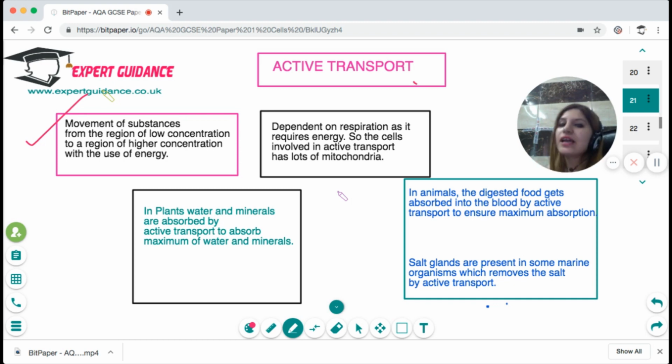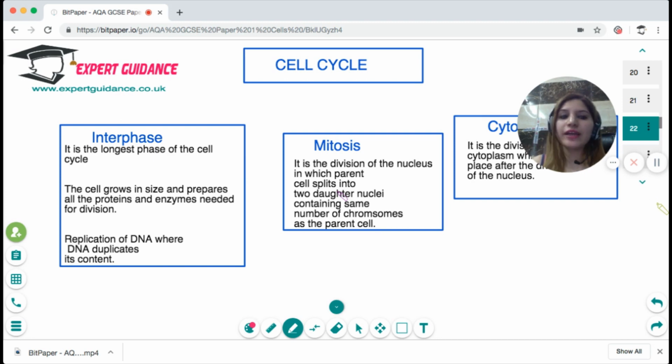In plants, active transport takes place in the roots, where water and minerals need to be absorbed against the concentration gradient so that maximum water and minerals can enter the plant root. And in animals, at times the digested food, even after proper diffusion, needs to be absorbed more so that maximum absorption takes place. So there active transport plays a role. And in some marine organisms that have a lot of concentration of salts developing in their body, they expel that excess salt by the salt glands, which work by active transport. Okay, so I hope the movement of substances in and out of the cell is clear to you.